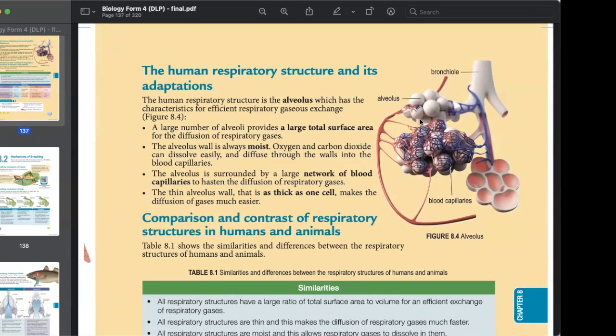Mesti lembab lah, moist. So what? So the oxygen and carbon dioxide can dissolve easily and diffuse through the wall into the blood capillary. Sebab itulah kita tak boleh merokok. Daripada awak isap rokok tu, berhenti-berhentilah.